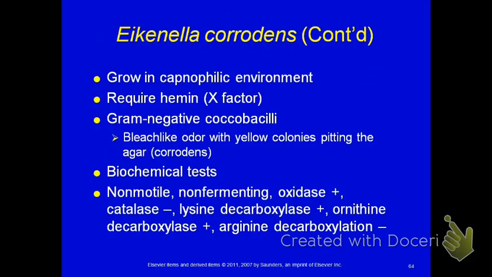So, Eikenella should grow in an environment that is rich in carbon dioxide. This one requires hemin or the X factor. Okay? And it is a gram-negative coccobacillus. Once you are culturing it, you'll be able to smell the bleach-like odor with yellow colonies pitting the agar. That's the reason why it's called corrodens, because of the pitting. So, biochemical tests would also be helpful in identification of Eikenella. It is non-motile, non-fermenting, oxidase positive, catalase negative, positive in lysine decarboxylase and ornithine decarboxylase, but negative in arginine decarboxylation.